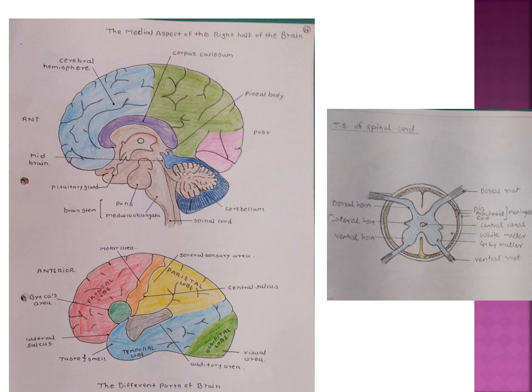Then it continues with the 3rd ventricle, also called diocele, which is present in the cavity of the diencephalon. Then it continues with the aqueduct of Sylvius. Then it continues with the 4th ventricle, which is present in the cavity of the medulla oblongata. Finally, this 4th ventricle continues with the central canal of the spinal cord. In this way, cerebrospinal fluid flows from the lateral ventricles 1 and 2, then to the foramen of Monro, then to the 3rd ventricle, then the 4th ventricle, and then to the central canal of the spinal cord.